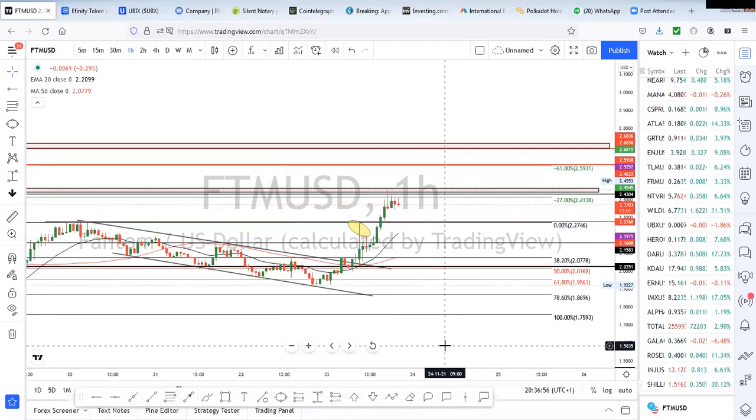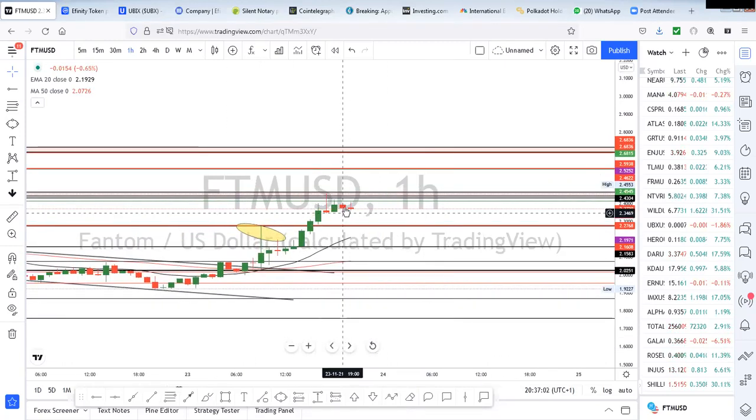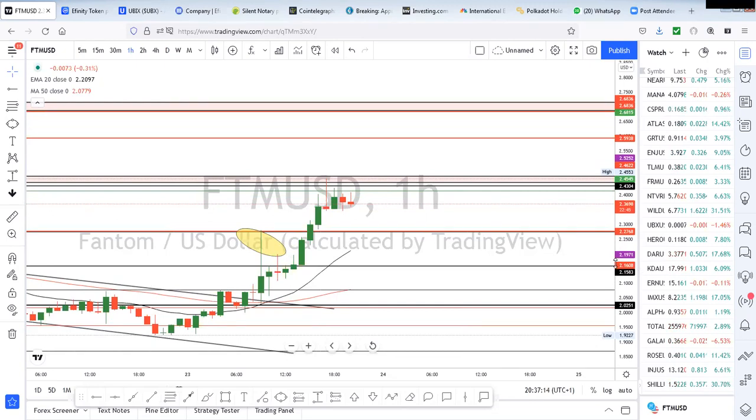Who can tell me what this candle means? What's the name of this candle here, after the shooting star? It's a hanging man. Thank you. He's a hanging man. So at least we will see a drop.